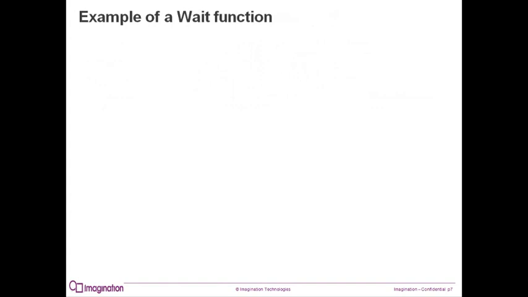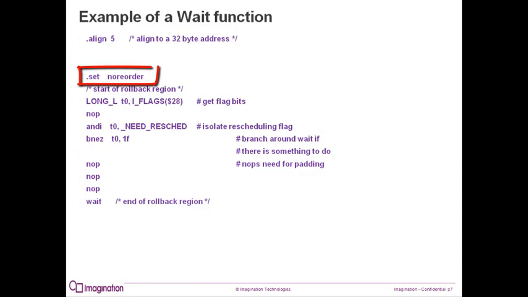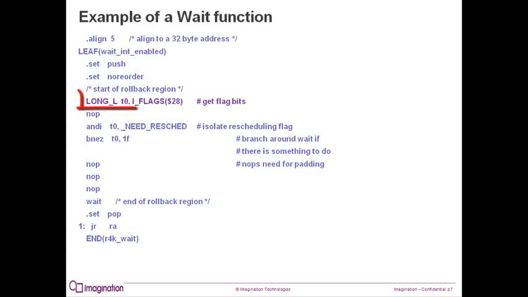For this code to work, the wait function needs to be aligned to a 32-byte boundary, and there must be exactly 8 instructions from the beginning of the function through the wait instruction. This alignment makes it easy to determine the address range of the wait function. We must also use .set no reorder, so the assembler will not rearrange the code or eliminate the no-op instructions we have placed to control the alignment of the code.